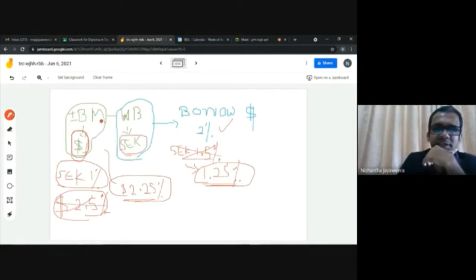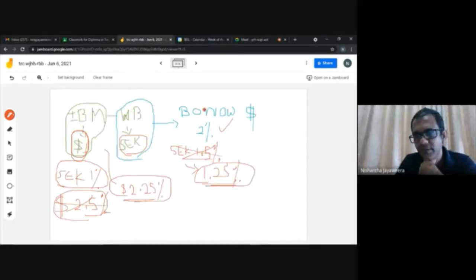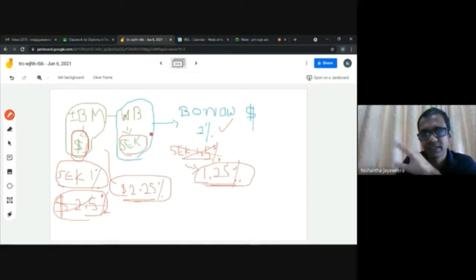But the agreement between IBM and World Bank, in the future, based on this notional principal, is that IBM will pay dollar interest to the World Bank, and World Bank will pay SEK interest to IBM. Whatever cash flow is received by IBM is used to pay the borrowing. In this type of contract, on the maturity date, both parties would exchange the principal amounts as well. At the beginning, it's not a must to exchange the principal.